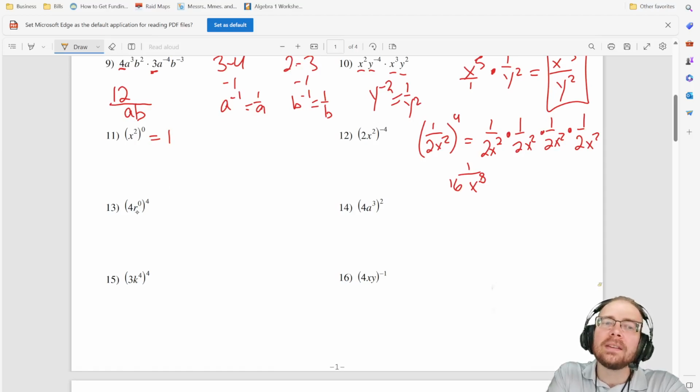So remember, anything to the 0 power is 1, but this time the 0 is on the inside. So it's 4 times r to the 0, which is 1. So it's 4 times 1, and then that's 4 to the 4th power.